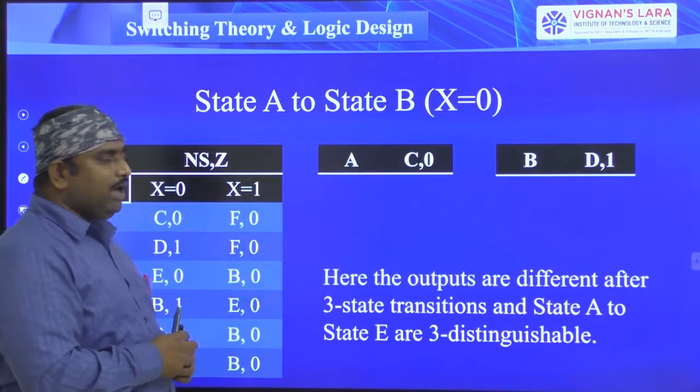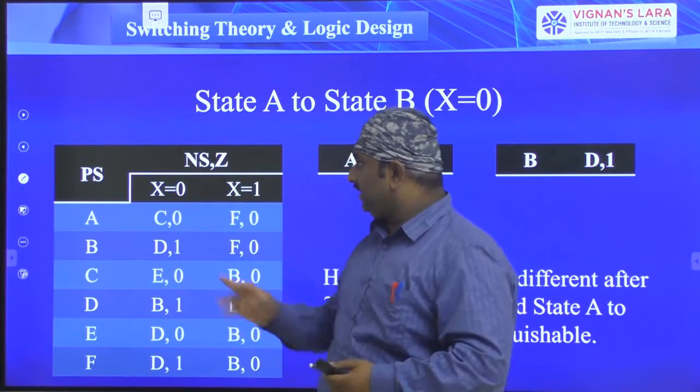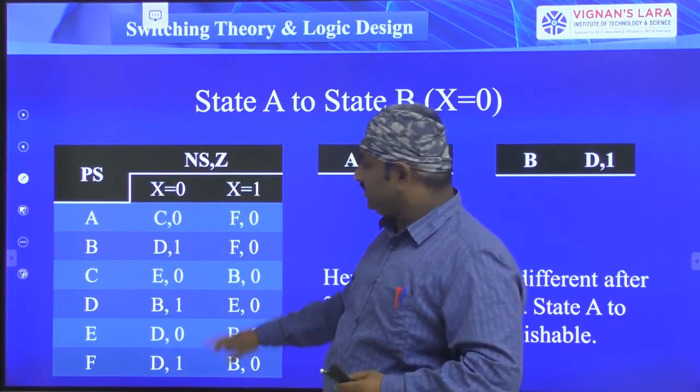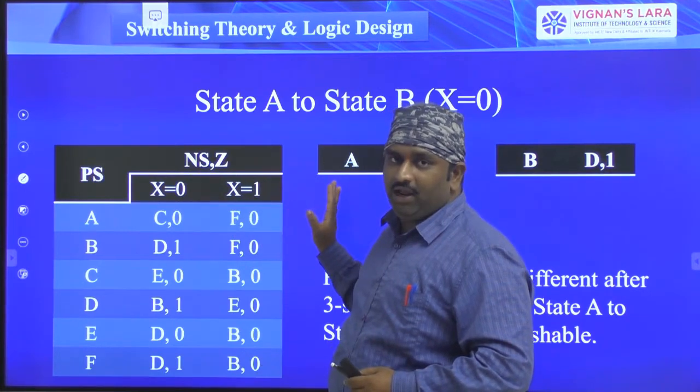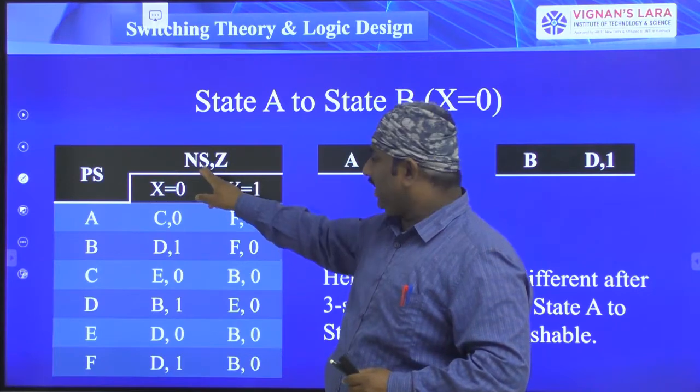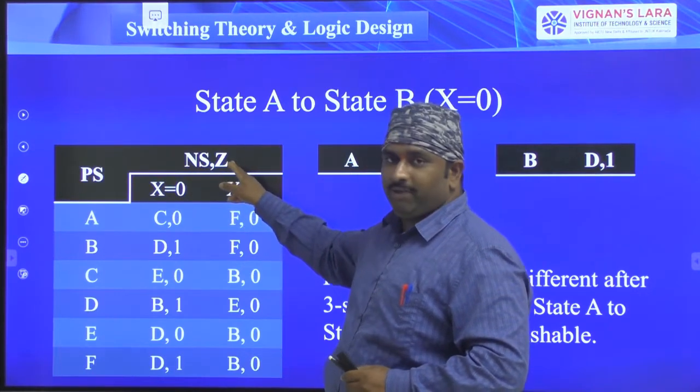Now coming to here, I have a state diagram. So see here, these are the present states and these are the next states. And I have not written any outputs separately. I have mentioned it with Z. NS comma Z. NS means next state and Z means output.